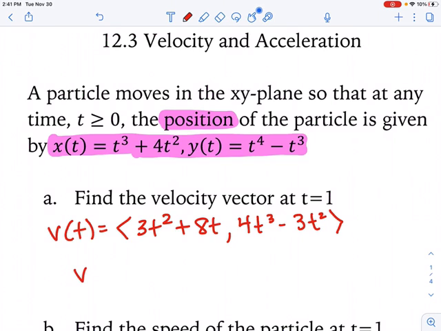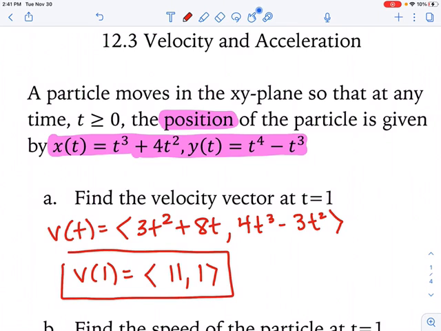Then if I want the velocity vector at 1, we can plug 1 into that. So plugging 1 into the horizontal component, we get 11. Plugging 1 into the vertical component, we get 1. Seems pretty straightforward enough.